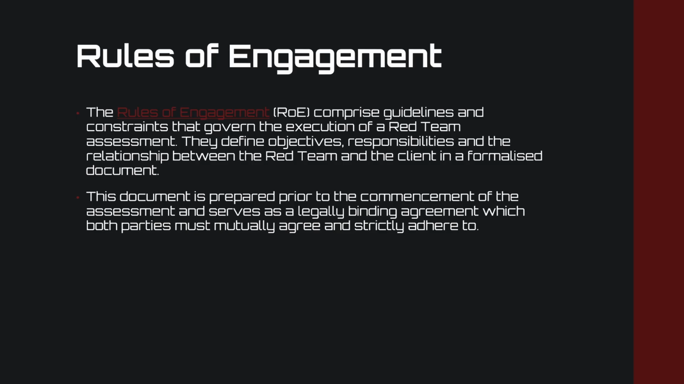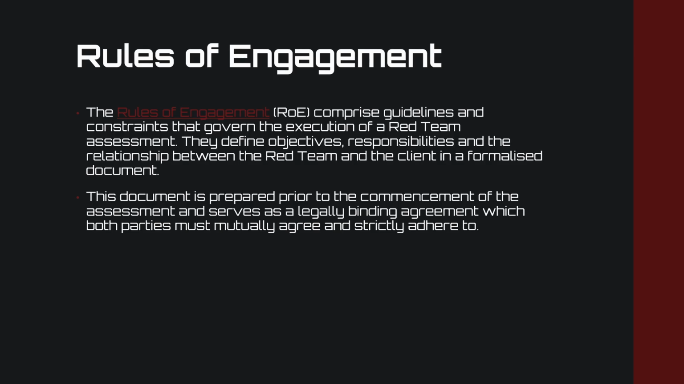So we get to the rules of engagement. And this is typically a document that the red team lead will take care of, at writing and at conversations with the client. But essentially, it outlines the guidelines and constraints that govern the execution of a red team assessment. So where the scope defines what is being tested, the specific systems, networks, and applications, the rules of engagement outline how the testing will be conducted, including the responsibilities, the relationships, methodologies, timelines, and any legal considerations.